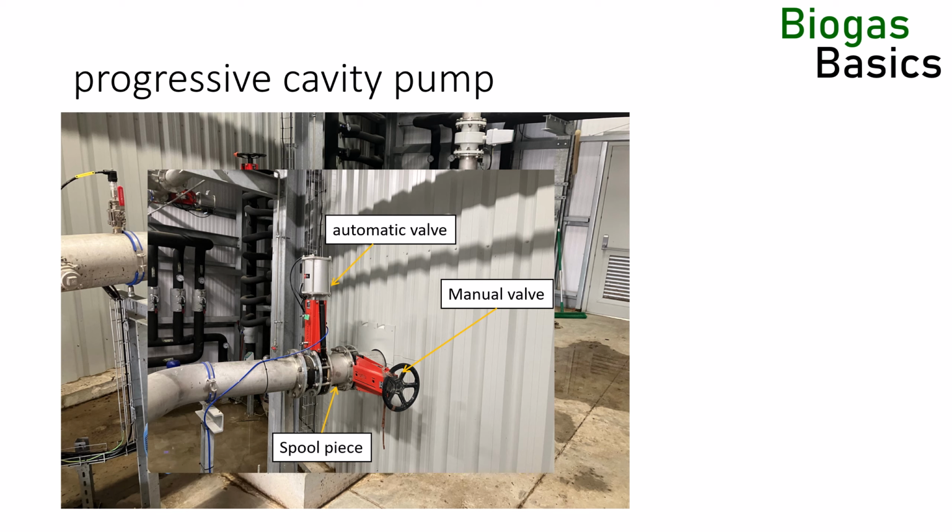Sometimes the valves are installed flange to flange, but if a valve is blocked, for example by a piece of wood, the chances are high that both valves block at the same time. A spool piece between the two valves prevents this.